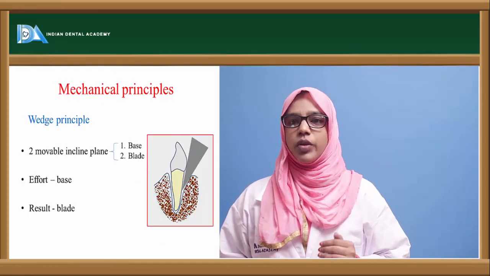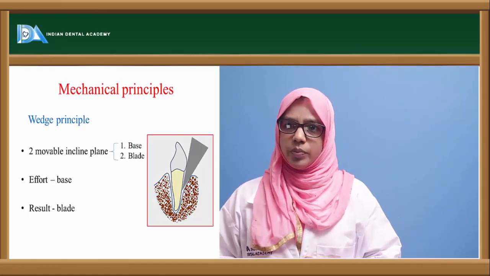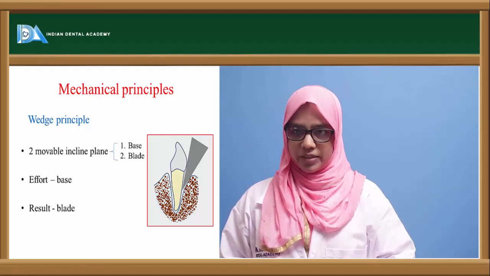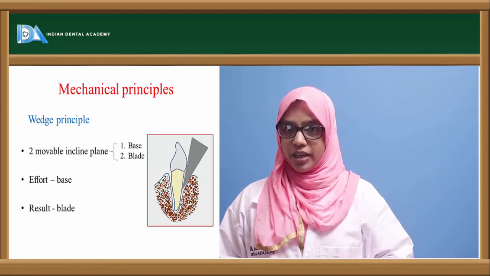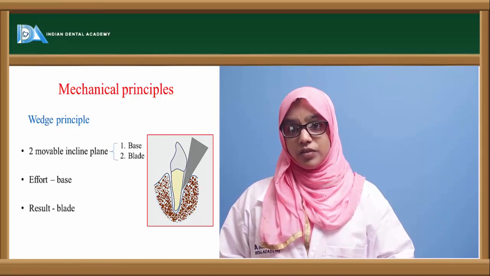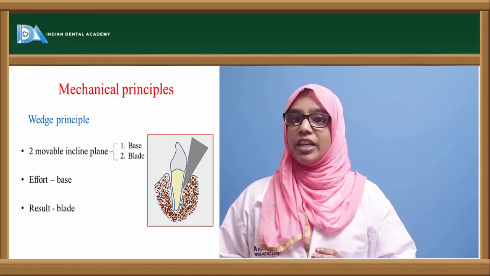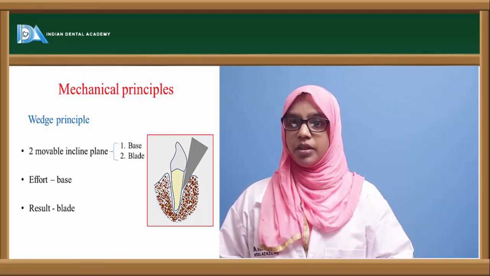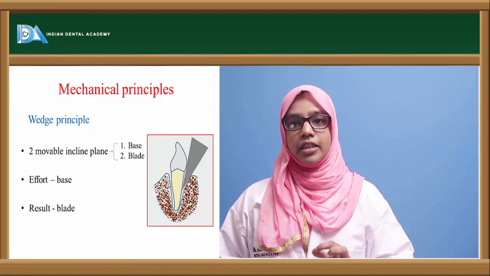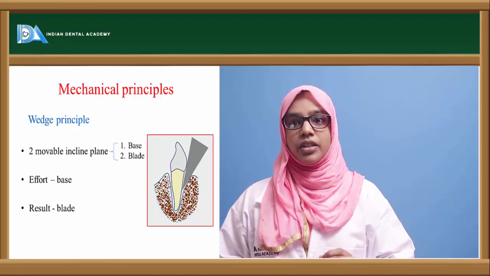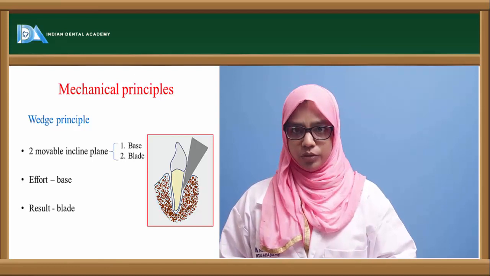The next is the wedge principle. The wedge principle has 2 movable inclined planes, the blade and the base. The base acts as the effort and the blade is where the result is seen. Now in this case, for example, you put the elevator into the socket in such a way that the tip is between the tooth and the bone. You try to engage it. In such a way, you separate the periodontal ligament and remove the tooth.